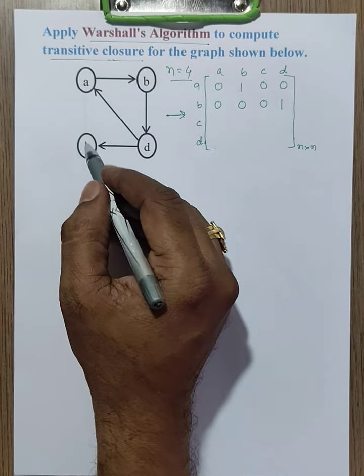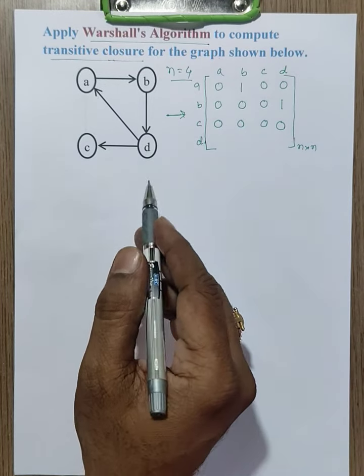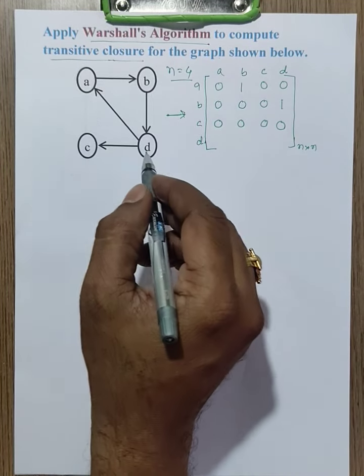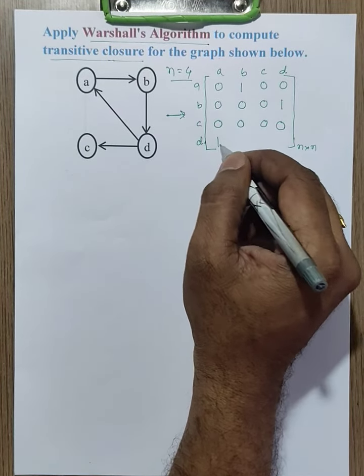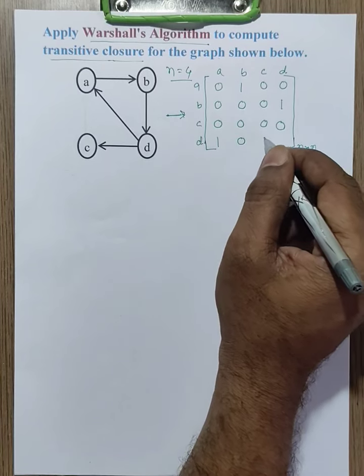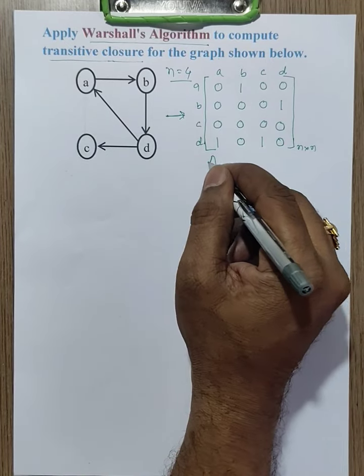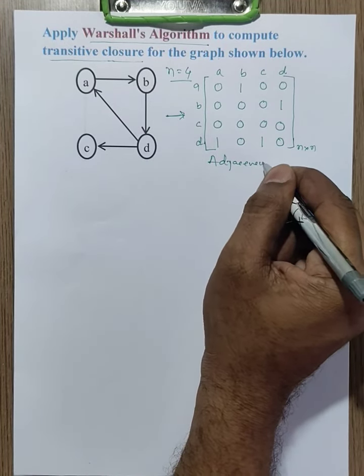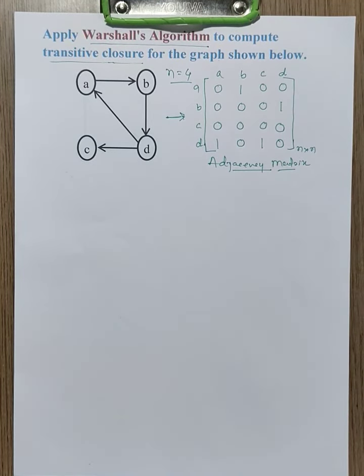Next from C: C to A, C to B, C to D, C to C, there is no edge, so this row is completely 0. Next D. D to A, the edge is there. D to B, there is no edge. D to C, the edge is there, and D to D is 0. So D to A is 1, D to B 0, D to C 1, and D to D 0. This is the adjacency matrix. We convert the graph into the adjacency matrix. This is the initial state, or we can write step 1.